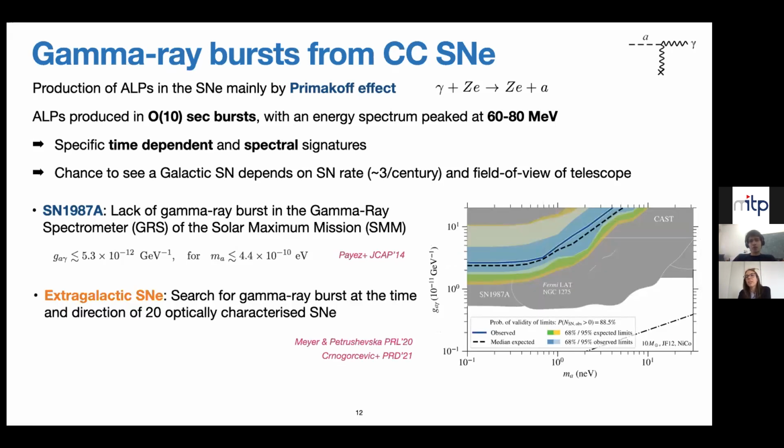You can also use extragalactic supernovae, and this was actually done in the recent past by targeting 20 optically characterized supernovae, usually using the optical light curve to reconstruct the explosion time, and then from there looking for gamma ray bursts in the Fermi-LAT data, so just looking at time-dependent signals close to the explosion time. And again, in the absence of any clear gamma ray burst in correspondence of these supernova explosions, Meyer and collaborators could set an upper limit on the photon coupling as a function of the mass, which is a factor of few weaker than supernova 1987A, but represents an important step forward in the understanding of this part of the parameter space.